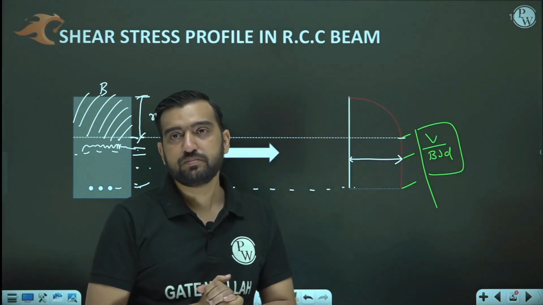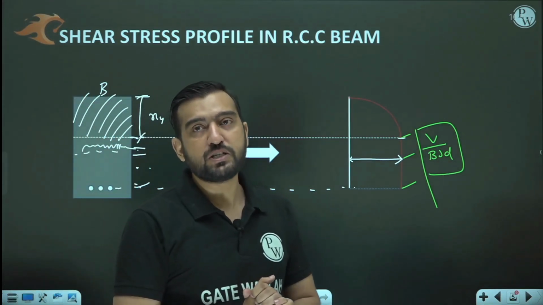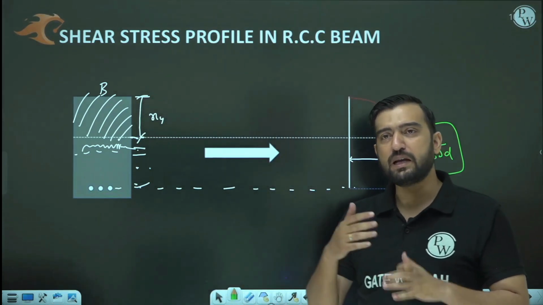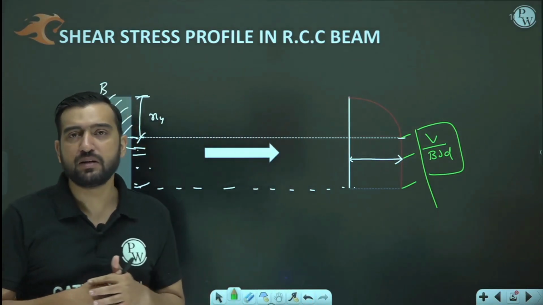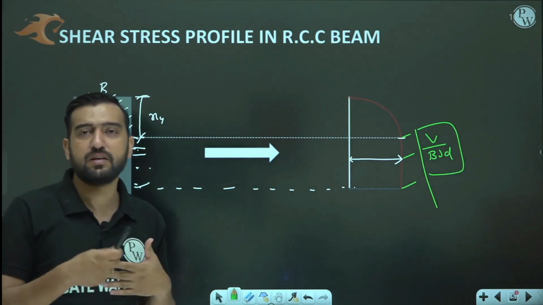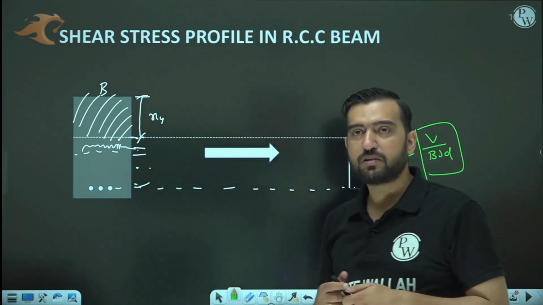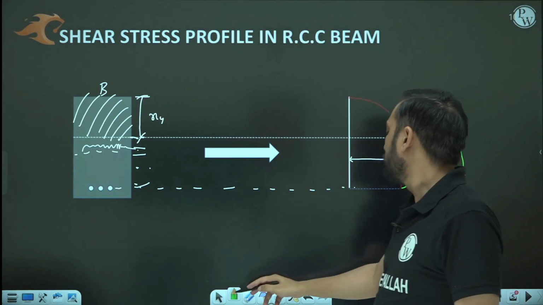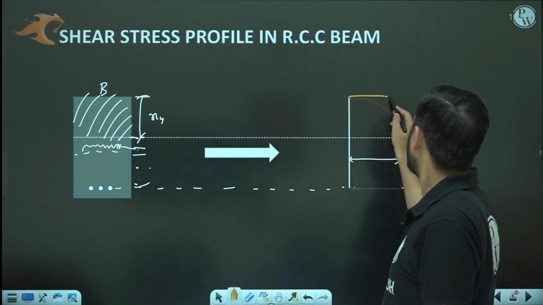Now one more thing, this is the actual shear stress profile. If I want to make it average, as the IS code did, instead of this complex distribution, they have simply idealized their system as a constant system. So what the IS code has suggested is that instead of going parabolic and then rectangular, it is better to consider a constant shear stress.